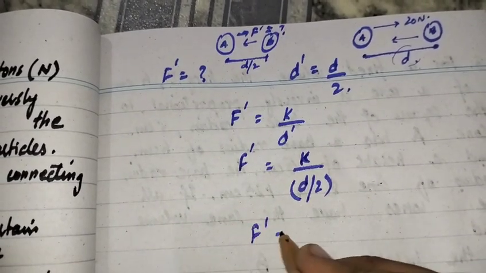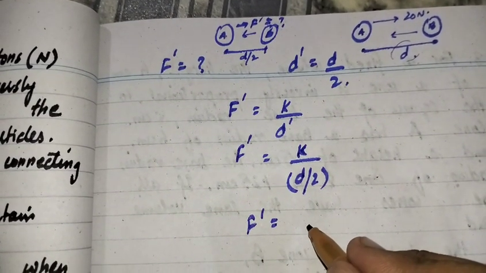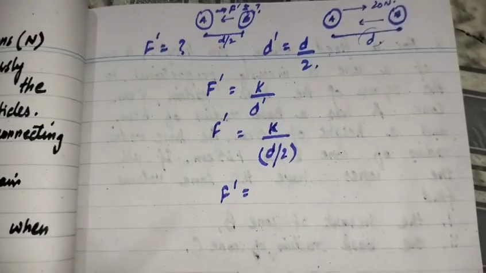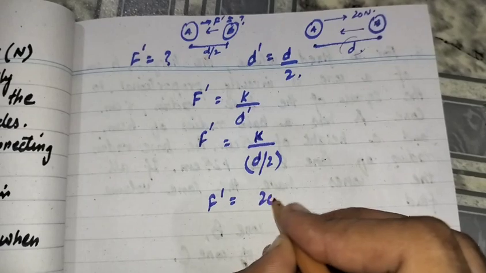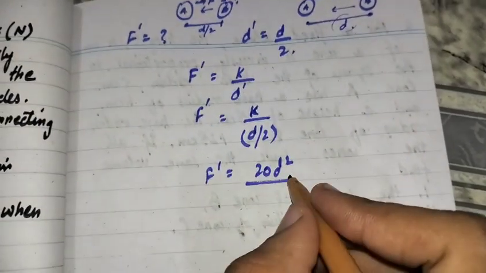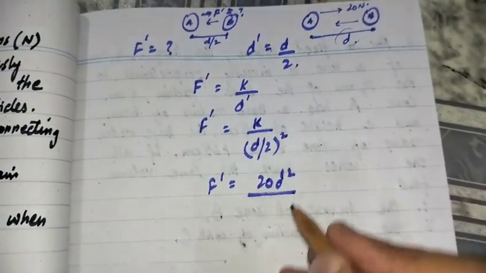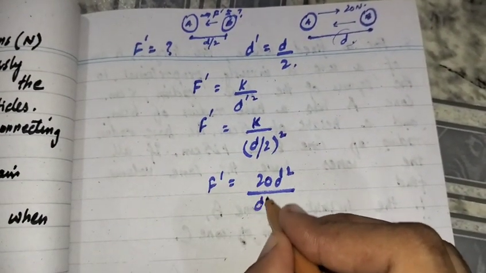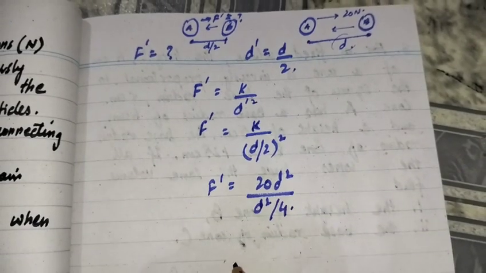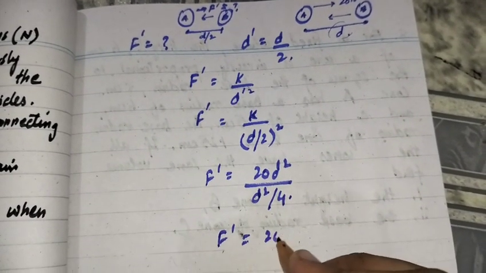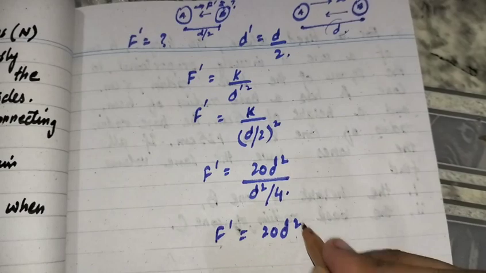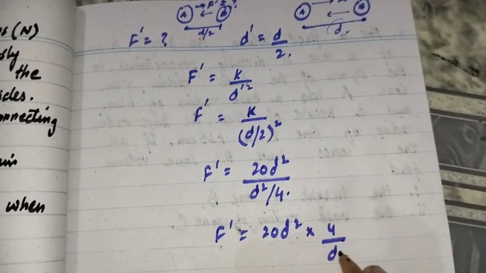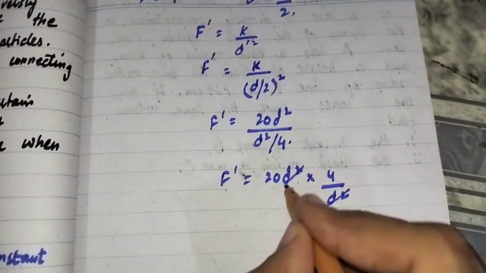So the new force F will be equal to k, and the value of k we found earlier is 20 into d square. So it will be 20 into d square upon d square upon 4. So it will be 20 d square multiplied by the inverse of this value, which is 4 upon d square. So d square is cancelled by d square.